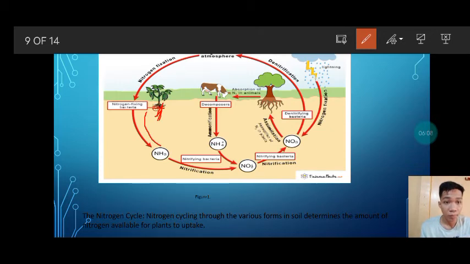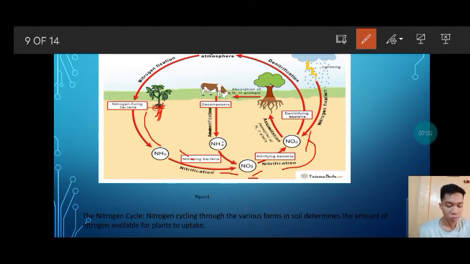Then the nitrifying bacteria convert ammonia, NH3, to nitrites, NO2, and then to nitrates, NO3.